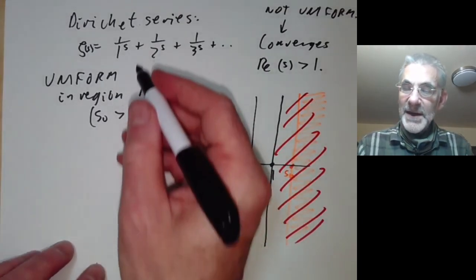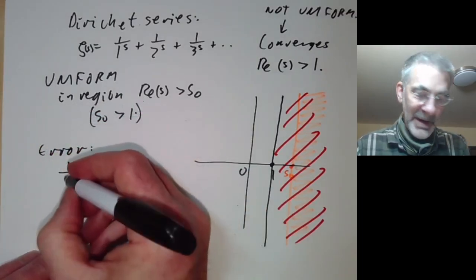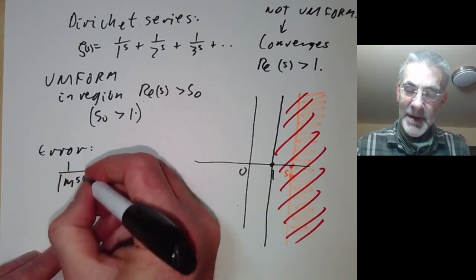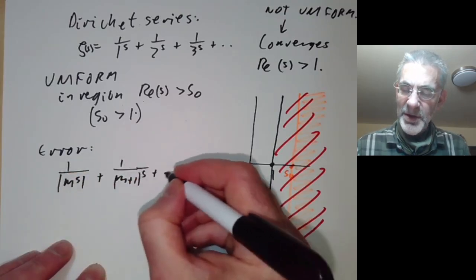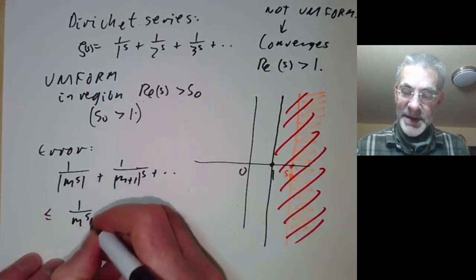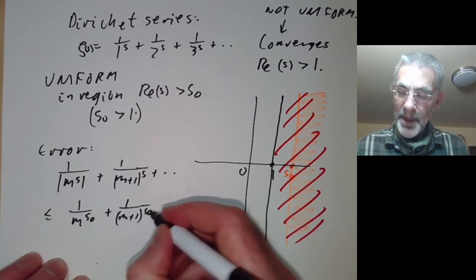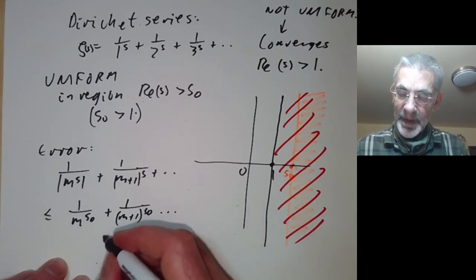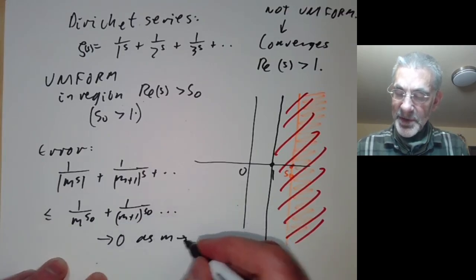And the reason is that the error term we get is going to look something like 1 over m to the s plus 1 over m plus 1 to the s, and so on. And this is going to be at most 1 over m to the s0 plus 1 over m plus 1 to the s0, and so on. And this tends to 0 as m tends to infinity.